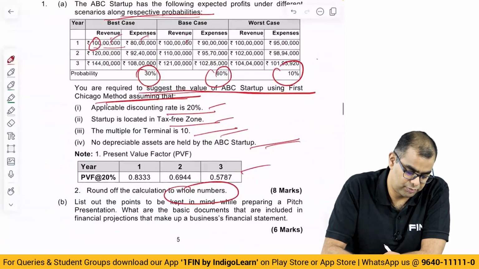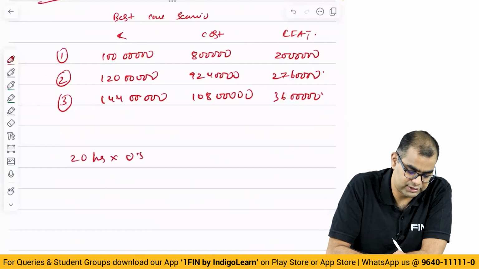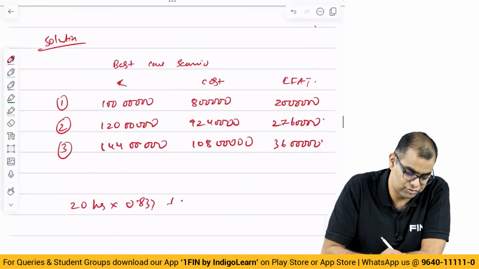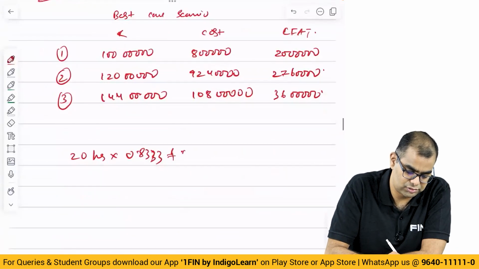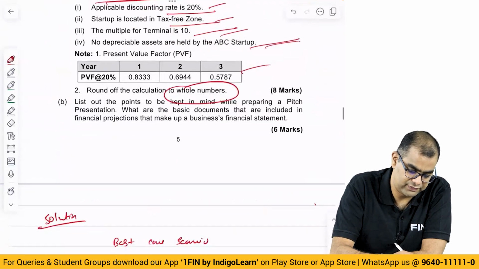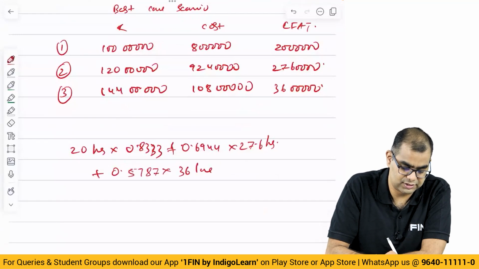What is the thing? The factors are 0.833, 0.694. So 20 lakhs into 0.8333. Then 0.6944 with 27.6 lakhs. Then 0.5787 with 36 lakhs. This comes to what?